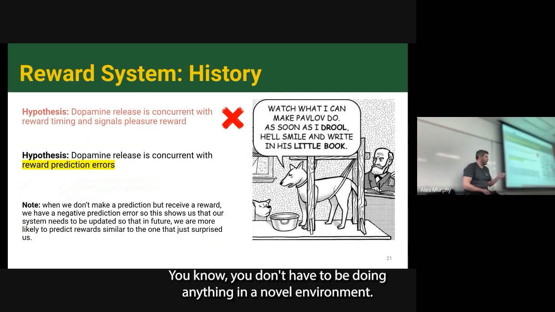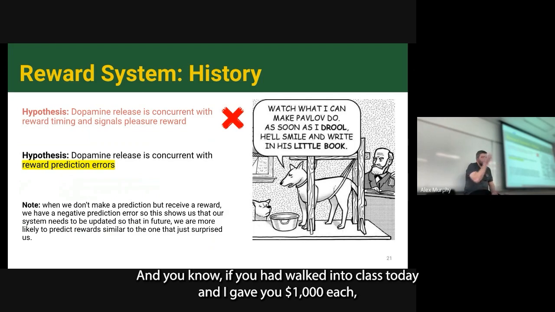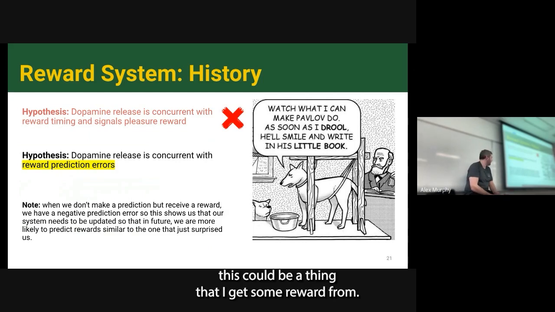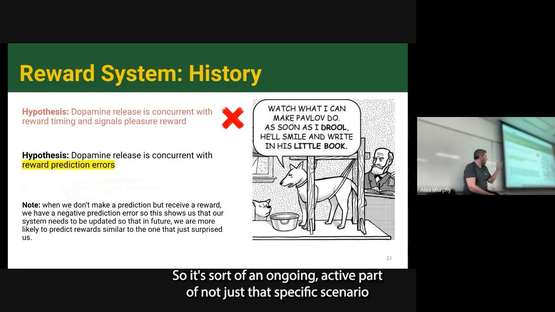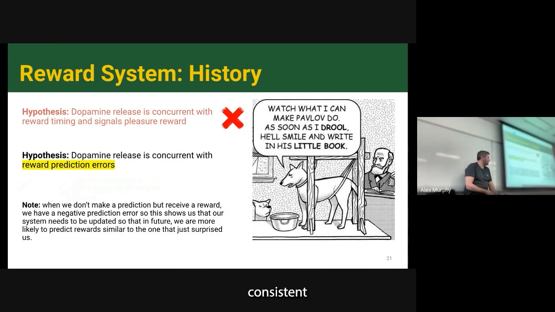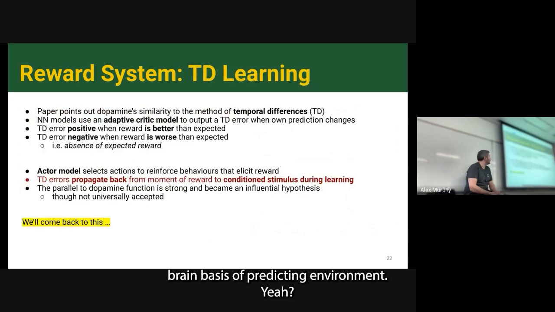You don't have to be doing anything. You could be in a novel environment, and if you walked into class today and I gave you $1,000 each, you'd be okay. You'd think, I need to come to class more often because this could be a thing that I get some reward from. So it's an ongoing active part of not just a specific scenario of sitting in a lab and having a monkey do something, but more of a general, consistent brain basis of predicting the environment.